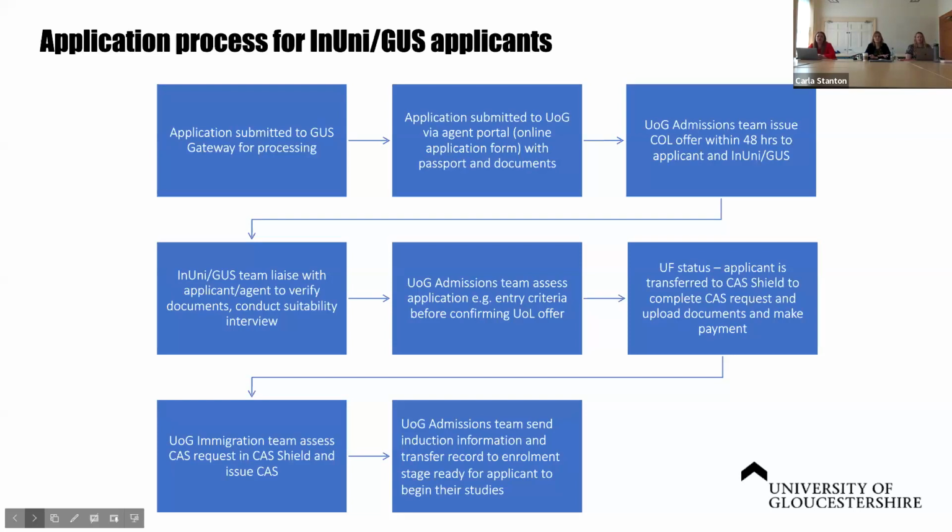This will involve gathering all the documents in relation to our entry criteria. We'll also be conducting suitability interviews to assess the suitability of the applicant for the university and also for the programme that they're applying for. Once all of those checks have been completed, the team will send through a request for an unconditional offer to the admissions team at the university, so we can then further assess the application, going through and double checking all of the information before we are confident that the unconditional offer can be sent.